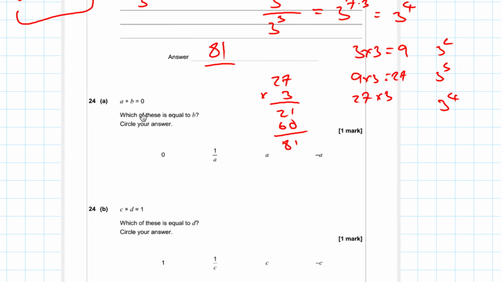The next one we've got is a plus b is equal to 0. So here we can rearrange to find b. We want b by itself, so we need to move a to the other side. So if we minus a from both sides, a minus a is 0, so we're just left with b on the left hand side, and 0 minus a is just minus a. So therefore b is equal to minus a, which gives you your answer here.